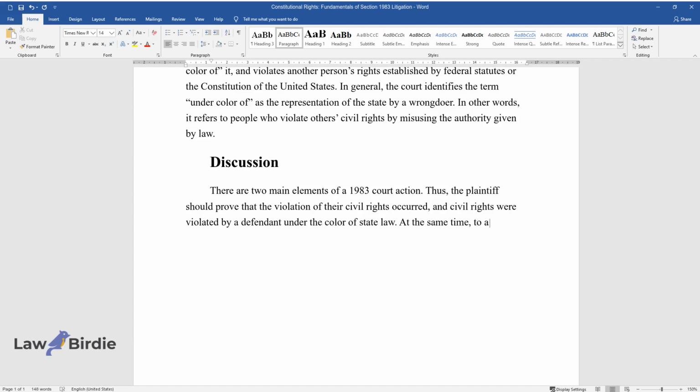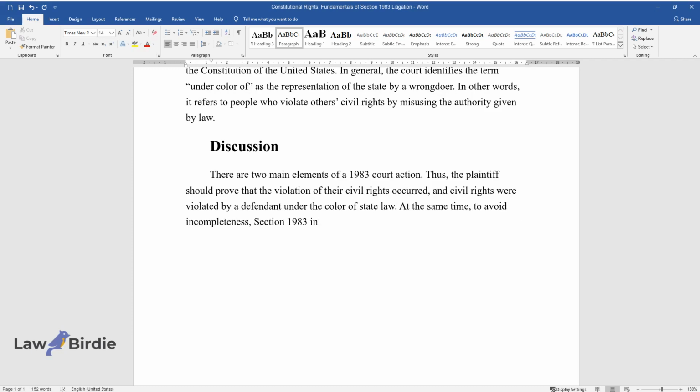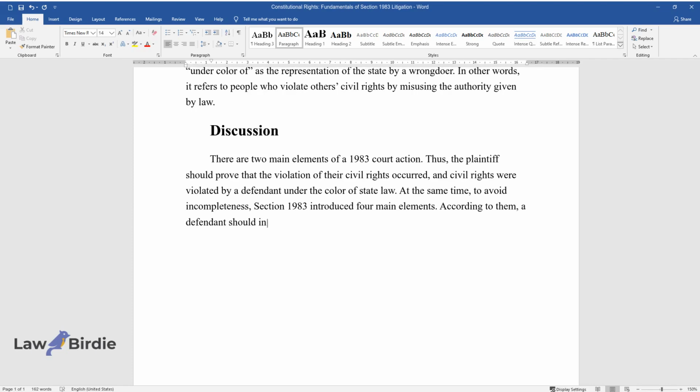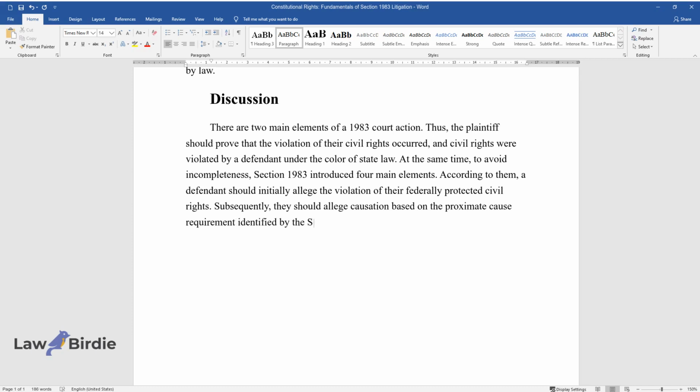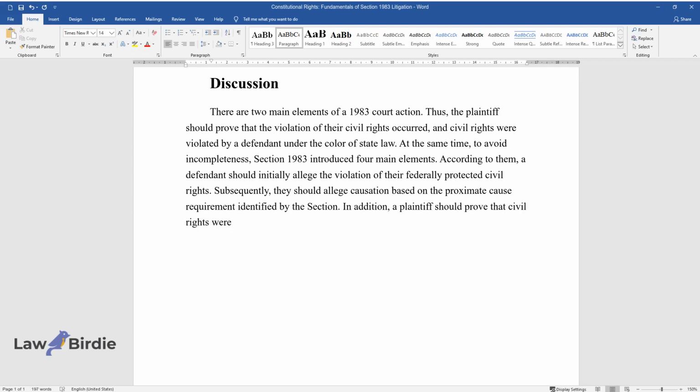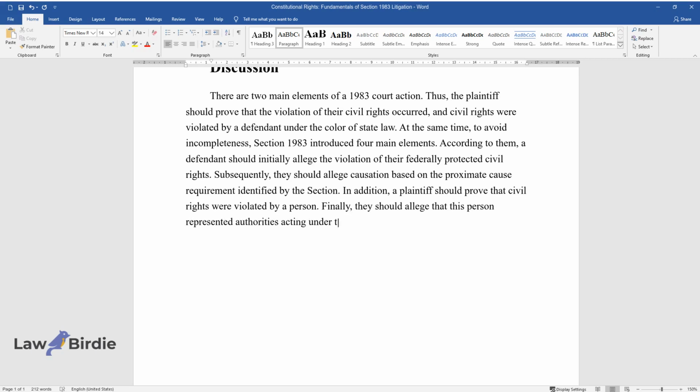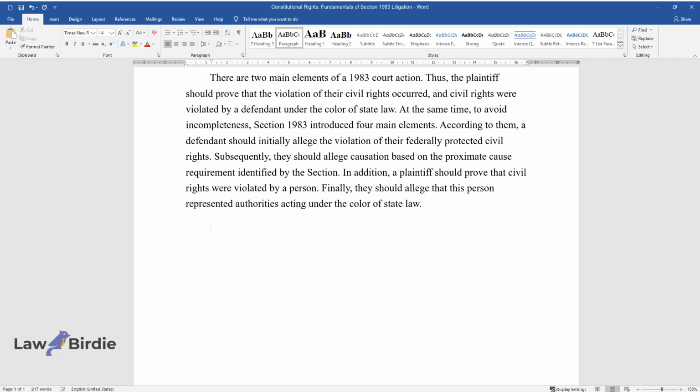At the same time, to avoid incompleteness, Section 1983 introduced four main elements. According to them, a defendant should initially allege the violation of their federally protected civil rights. Subsequently, they should allege causation based on the proximate cause requirement identified by the section. In addition, a plaintiff should prove that civil rights were violated by a person. Finally, they should allege that this person represented authorities acting under the color of state law.